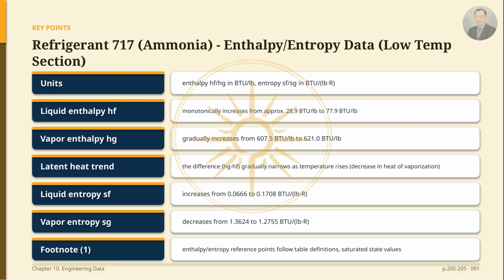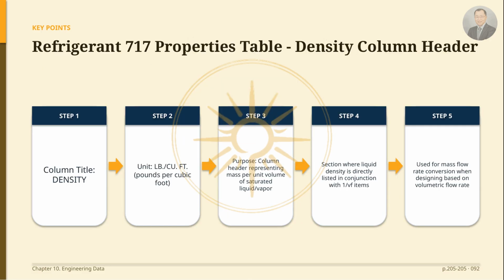A key point here is that the difference between vapor enthalpy and liquid enthalpy, which is the latent heat of vaporization, gradually decreases as the temperature rises. Regarding entropy, liquid entropy SF increases from 0.0666 to 0.1708 BTU/lb R, while vapor entropy SG decreases from 1.3624 to 1.2755. Footnote 1 of the table indicates that these enthalpy and entropy values are saturated values based on the reference point defined in the table.